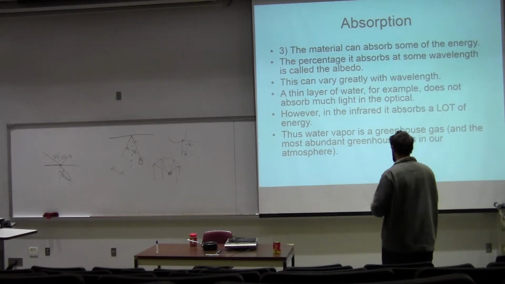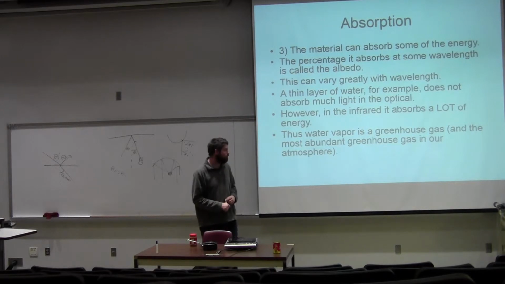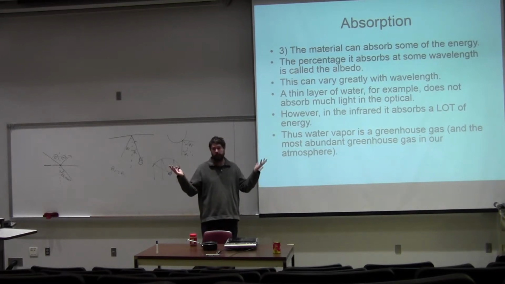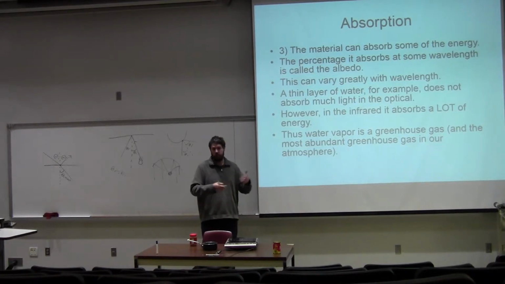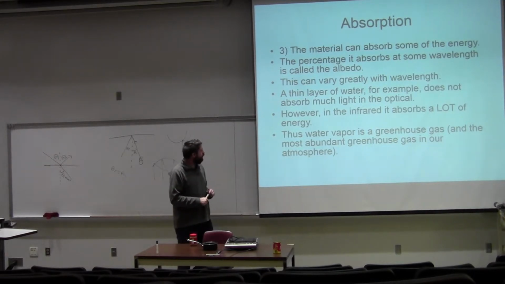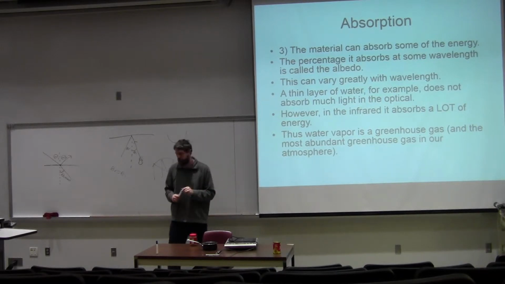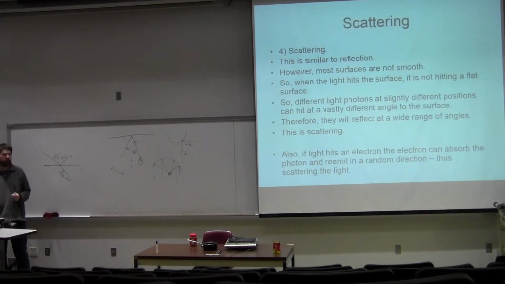Water vapor is a greenhouse gas, as are carbon dioxide, nitrogen oxide, etc. Nitrogen is not, because nitrogen doesn't absorb infrared heat or optical light. Oxygen, O2, doesn't absorb infrared or optical light. O3 absorbs ultraviolet light, and that's the ozone layer. So those are the three things.